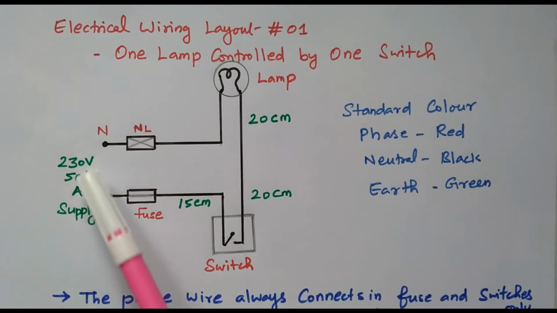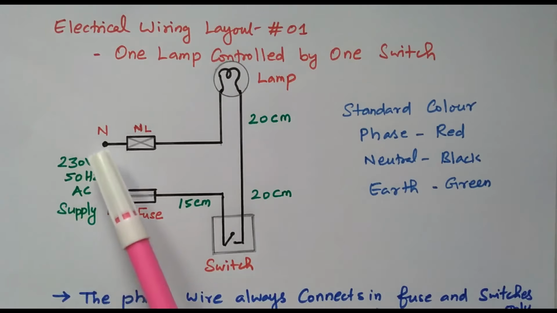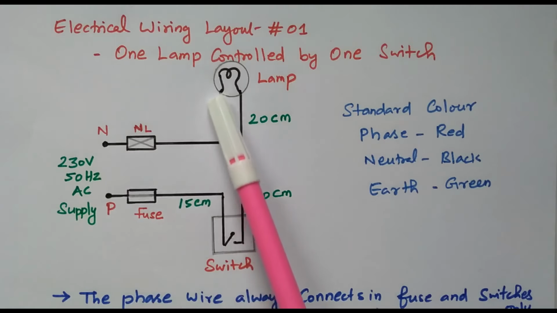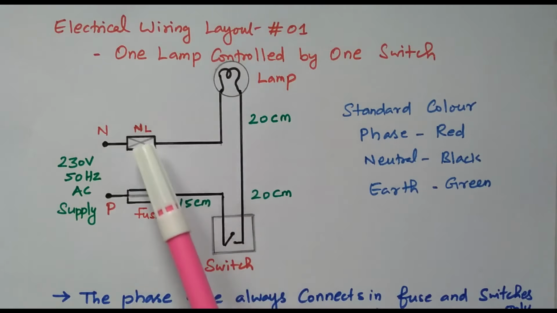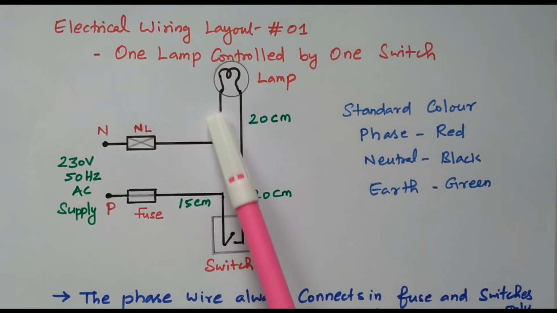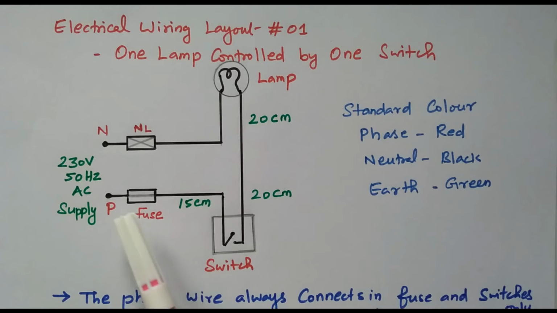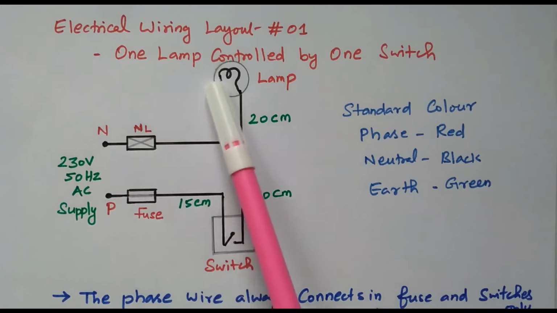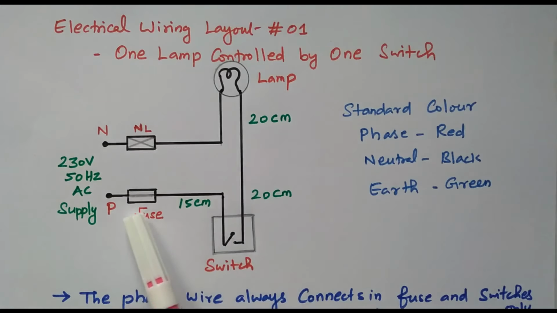We know there are two terminals, phase and neutral. Neutral is always directly connected to the lamp. By using the neutral link NL, neutral is directly connected to the lamp. The phase is always connected to the lamp through the fuse as well as the switch. Normally the neutral is directly connected, and the phase is connected through fuse and switch.